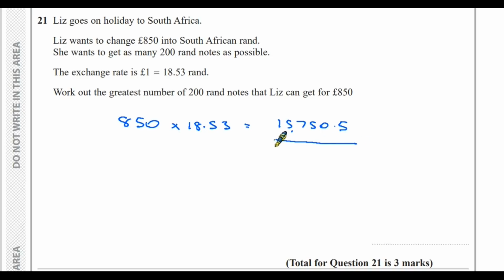Now that is the total amount of rands that Liz is going to get. We need to know how many 200 rand notes we can get out of that, so we're going to divide that by 200. And if we do that, we get the answer of 78.75. That is effectively how many 200 rand notes she can get. Obviously you can't have 0.75 of a note, therefore the answer will be 78.